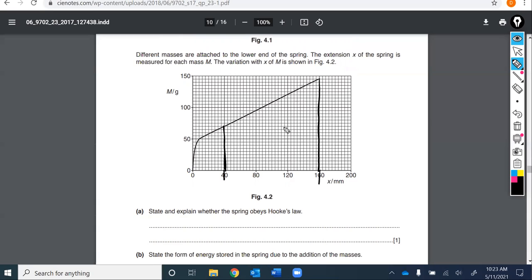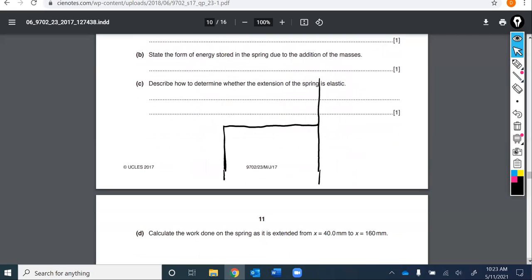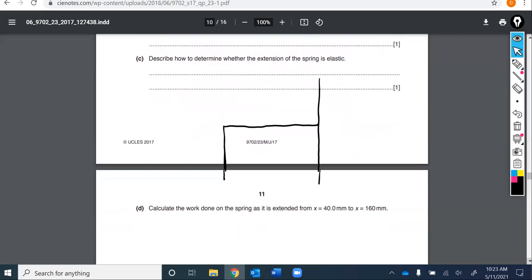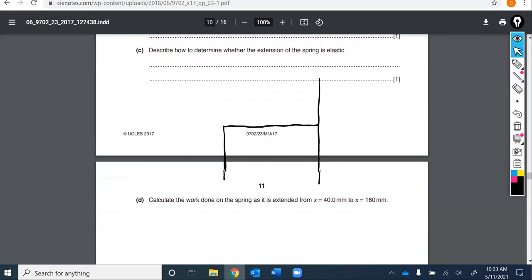So it's going to be the area of this, which you could say is a rectangle plus a triangle, right? We could calculate the area of this rectangle, the area of this triangle, and then that would give us the total elastic potential energy. That total shape is a trapezoid. Calculate the work done on the spring.